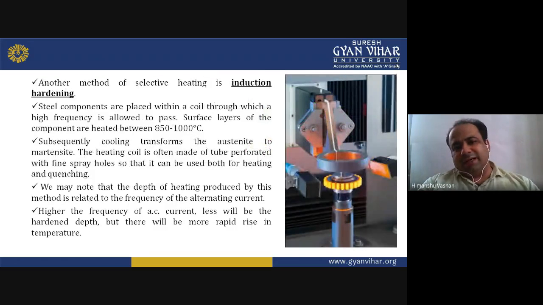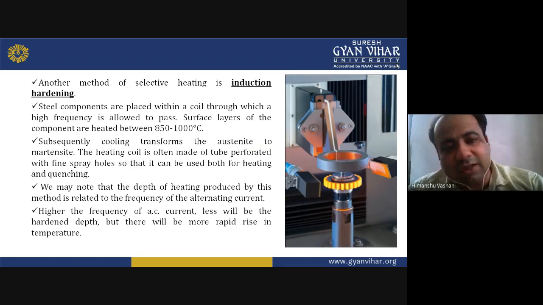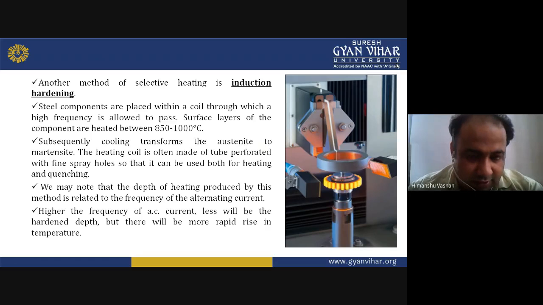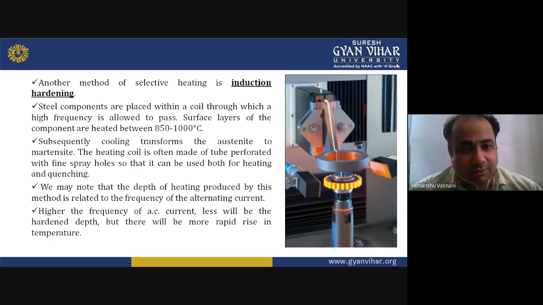Another method of selective heating is induction hardening. Now they are going with another process that is called induction hardening. Understanding the procedure should also be there. So now, induction hardening: the steel components are placed within a coil through which a high frequency current is allowed to pass.